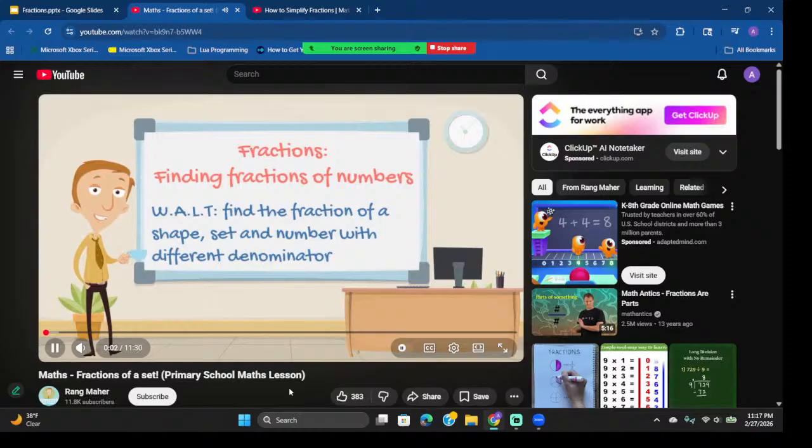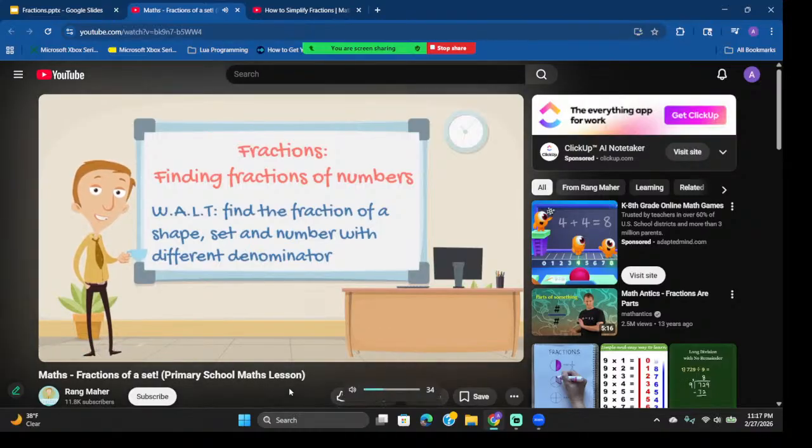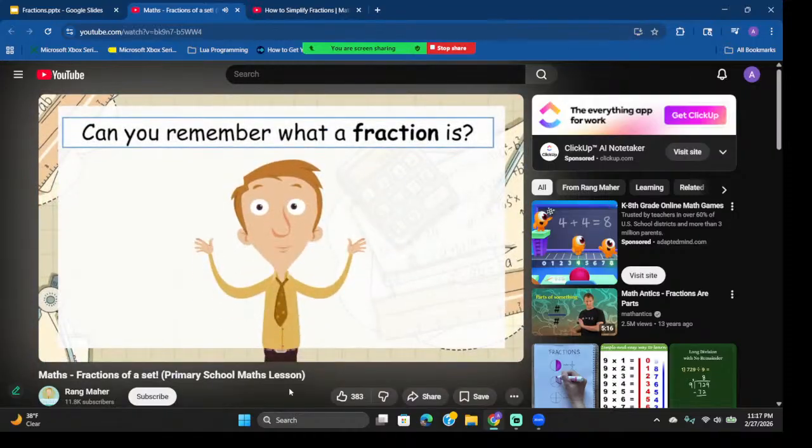Hello and welcome back to Wrongmar. In today's maths lesson, we're taking another look at fractions. Today, we're going to be working with a whole range of different denominators. Our goal for today's lesson is to find the fraction of a number, a set, or a shape with a range of different denominators. But first, let me ask you my favorite question to ask at the start of these fraction lessons, and that is, can you remember what a fraction is?